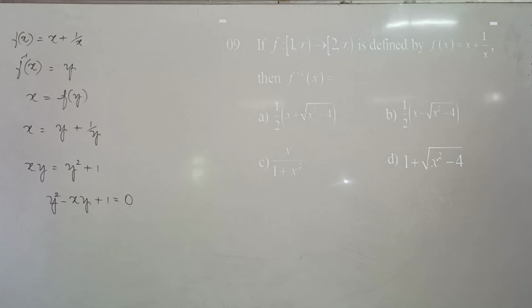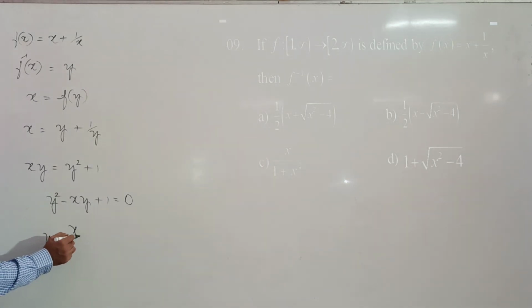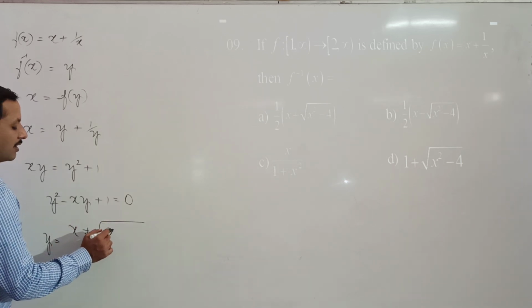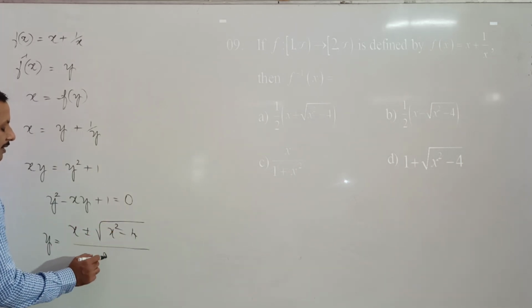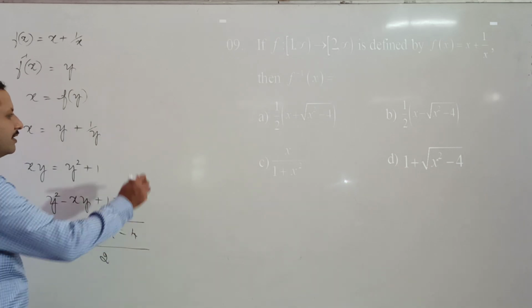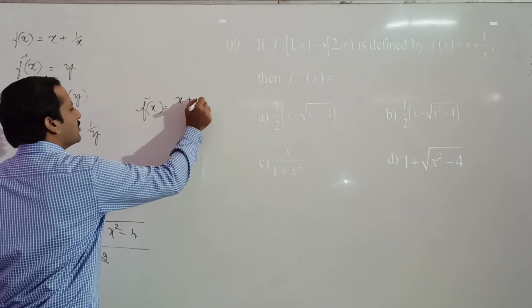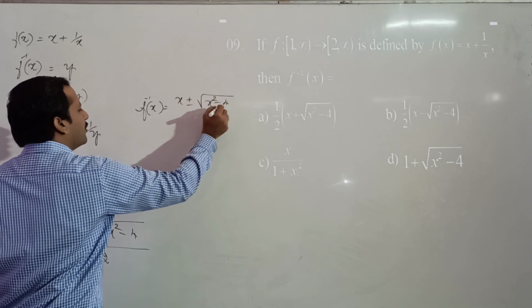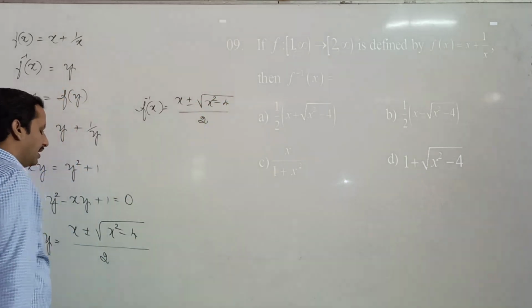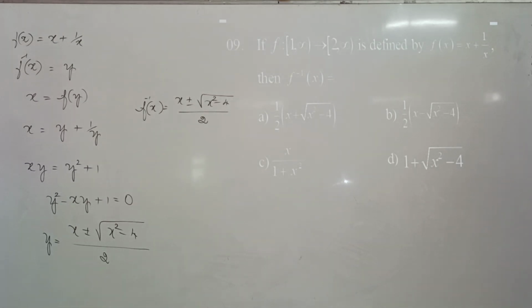This is a quadratic equation in y. Let us find out what y is. Y is equal to minus b, that is x, plus or minus root of b square minus 4ac, divided by 2a. Y is the f inverse of x. F inverse of x is equal to x plus or minus root of x square minus 4, divided by 2. So there are two answers here.